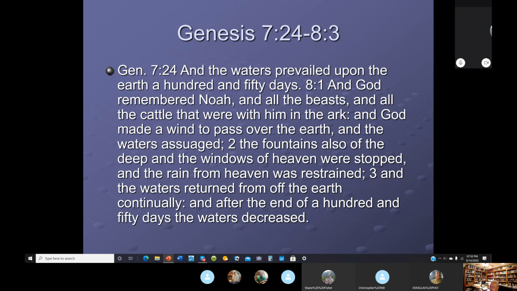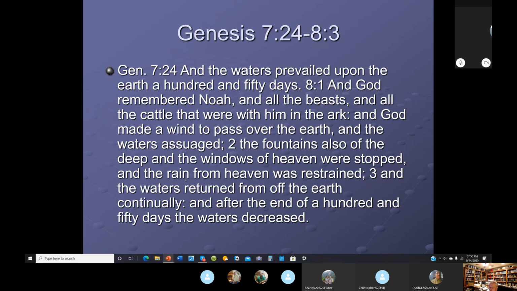But here, there's a wind. So tides cause winds, but winds are also caused by a difference in temperature of air. So there's several things that cause winds, and two of those I just gave you here. So right here, there was a wind that passed over the earth, and the waters then assuaged or went down. The fountains also of the deep and windows of heaven were stopped. So they began to stop at that time and rain from heaven.